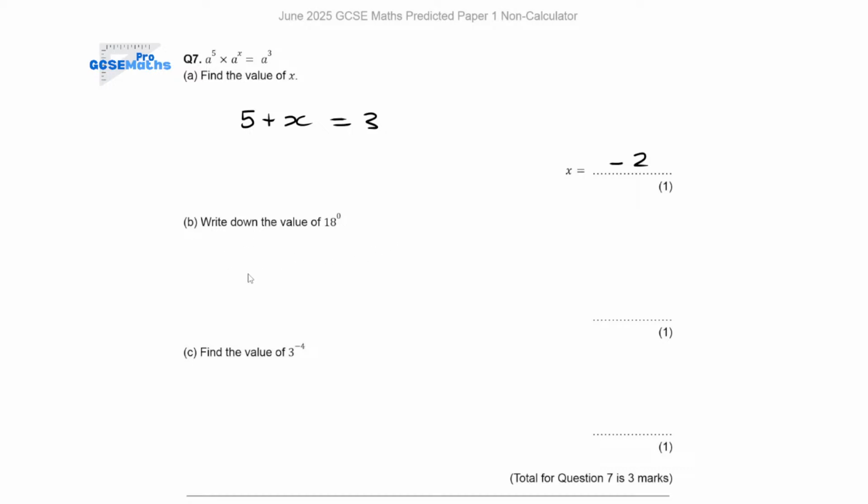Now, part B, this one comes up a lot. Obviously, I've chosen 18 as a random number. It will be a random number. But anything to the power of 0 is always 1. So don't put 0. It is always 1.